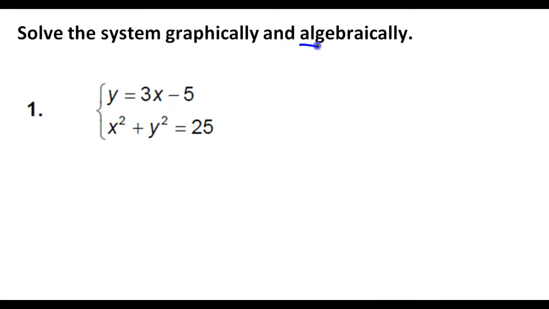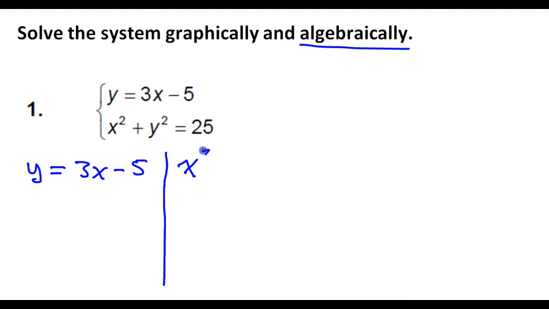Alright, so first let's solve the system algebraically. I'm going to use substitution. When I do substitution, I like to write the equations side by side. So I'm going to write y equals 3x minus 5 over here. And then I'm going to write my x squared plus y squared is equal to 25. Now the first step is to get one variable by itself. And this has already been done because the y is already by itself. Y equals 3x minus 5.